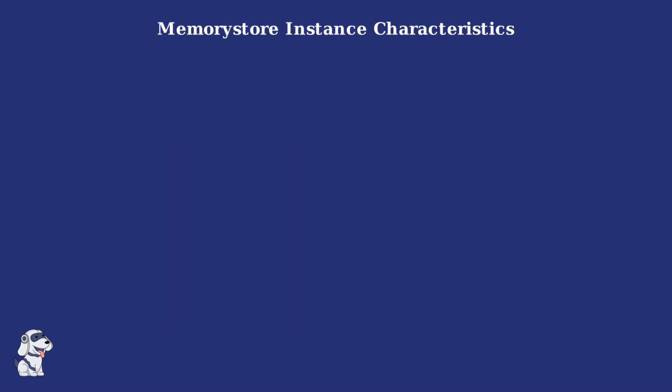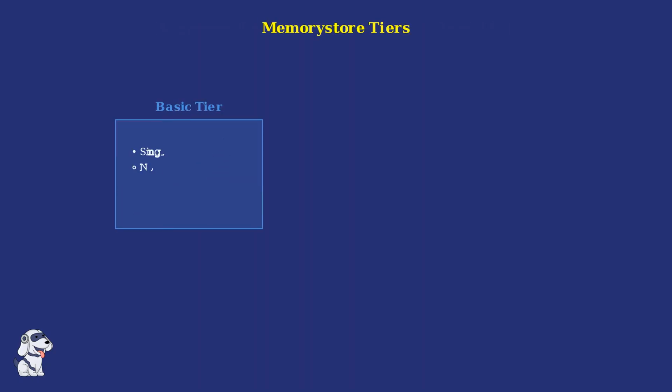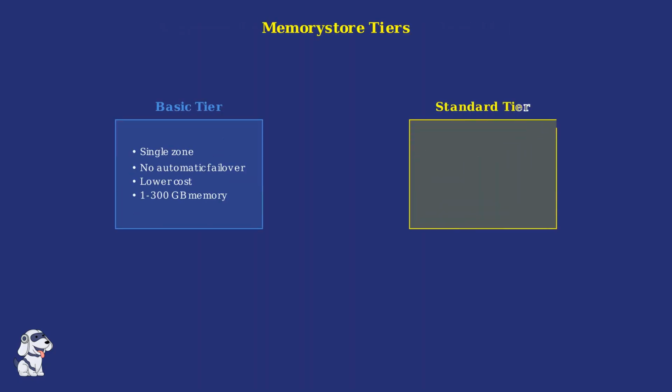When working with memory store for Redis, understanding the different instance characteristics is crucial for making the right choices for your application. Let's explore the key features that define memory store instances. Memory store offers 2 main tiers. The basic tier provides a single-zone Redis instance with no automatic failover, making it cost-effective for development and testing. The standard tier offers multi-zone deployment with automatic failover for production workloads requiring high availability.